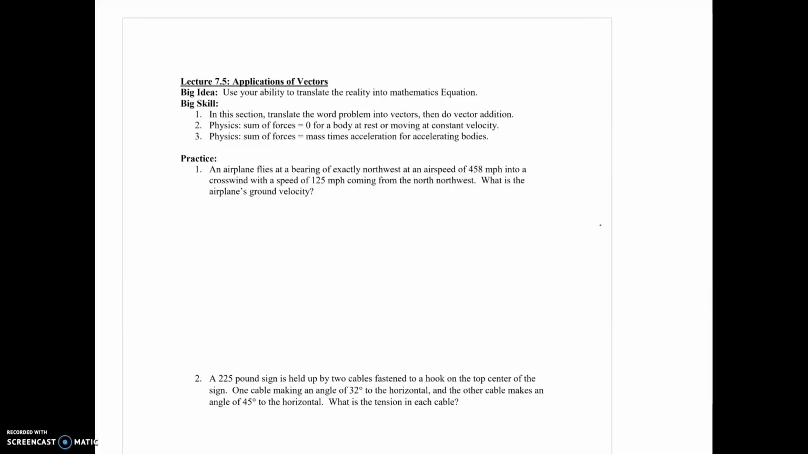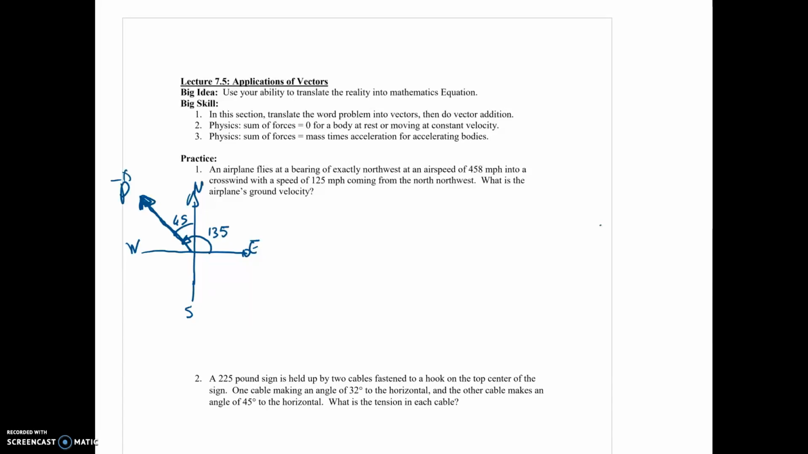So the first thing they are telling you is an airplane at a bearing of exactly northwest at the airspeed of 450 miles per hour. So if I represent a bearing with north right here, south right there, east and west, exactly northwest would be right there with an angle right there of 45 degrees, which ends up for the bearing to be at 135 degrees from the initial side, right there. So that would be the representation of a vector defining the plane moving at a speed of 458 miles per hour.